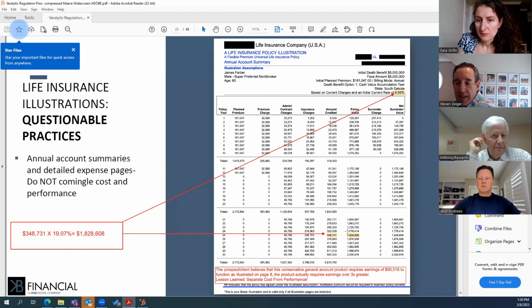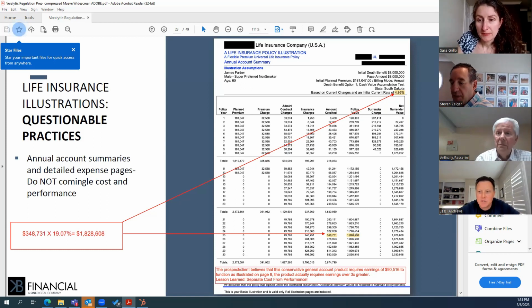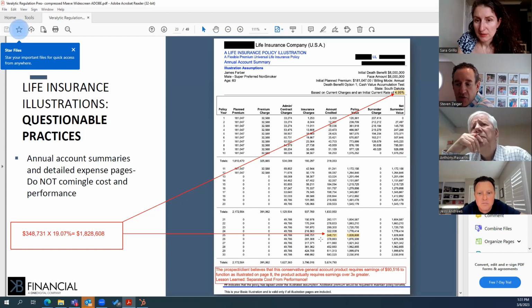Now let's magically, and we talked about what's hidden, so let's talk about in this illustration what's hidden. You remember in the 25th year, somebody wrote it down. How much was the cash value? Somebody yell it out. 1.828 million. And how much was 1.828 million times a 4.95% rate of return? How much did we expect to gain? 90,000. Let's look at how much was credited behind the scenes. $348,000.